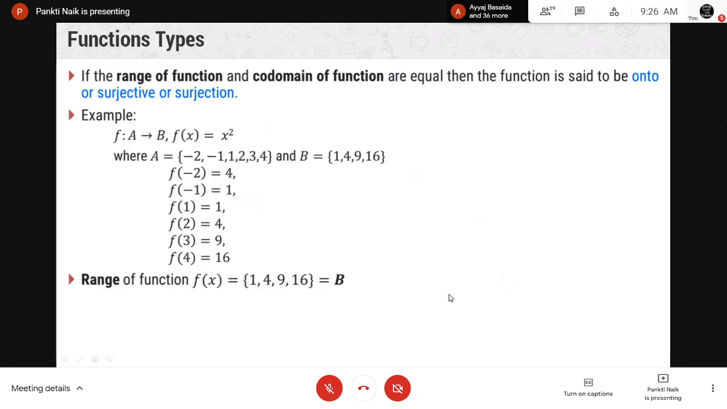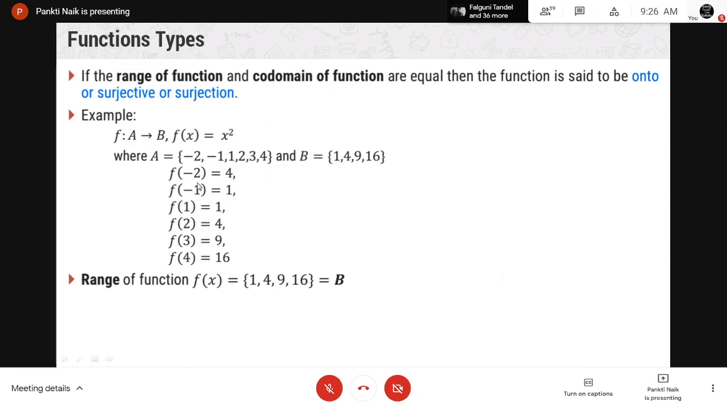Now, a different function type. If the range of a function and the codomain of the function are equal, then the function is said to be onto, or surjective, or a surjection. Now consider the example function f: A to B, f(x) = x squared, where A = {-2, -1, 1, 2, 3, 4} and B = {1, 4, 9, 16}.